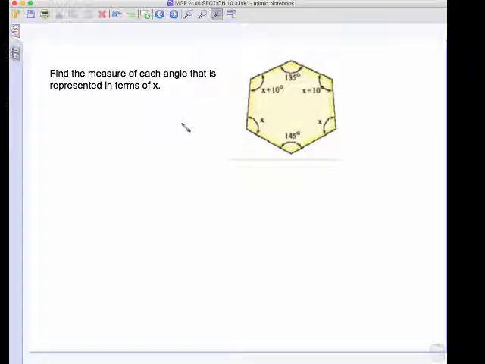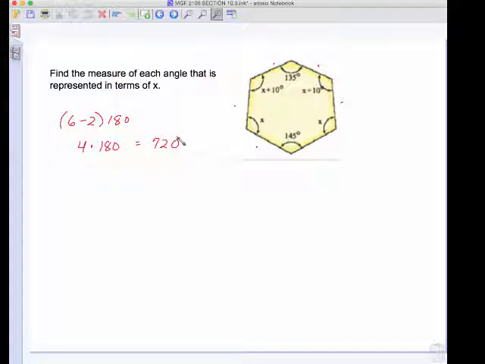Find the measure of each angle that is represented in terms of x. What kind of figure is this? How many sides is this? Count this up as 1, 2, 3, 4, 5, 6. Knowing that there are 6 sides, I can figure out how many degrees there are in the whole polygon. So use your formula, 6 minus 2 times 180, which is 4 times 180 is 720.